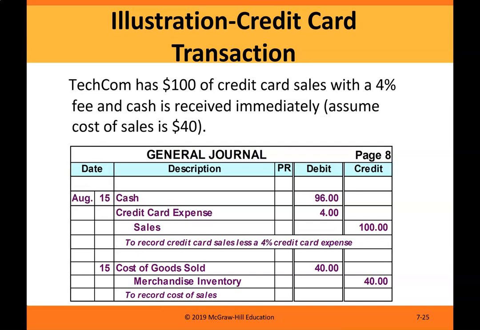Illustration, credit card transaction. TechCom has $100 of credit card sales with a 4% fee and cash is received immediately. Assumed cost of sales is $40. Debit cash, $96. Debit credit card expense, $4. Credit sales, $100. Debit cost of goods sold, $40. Credit merchandise inventory, $40.